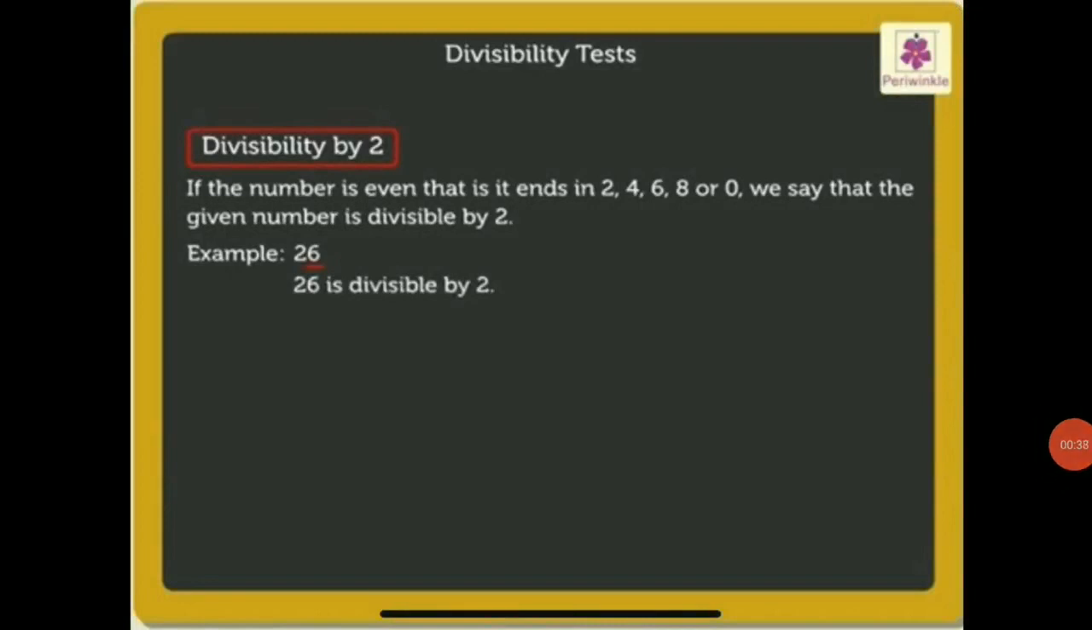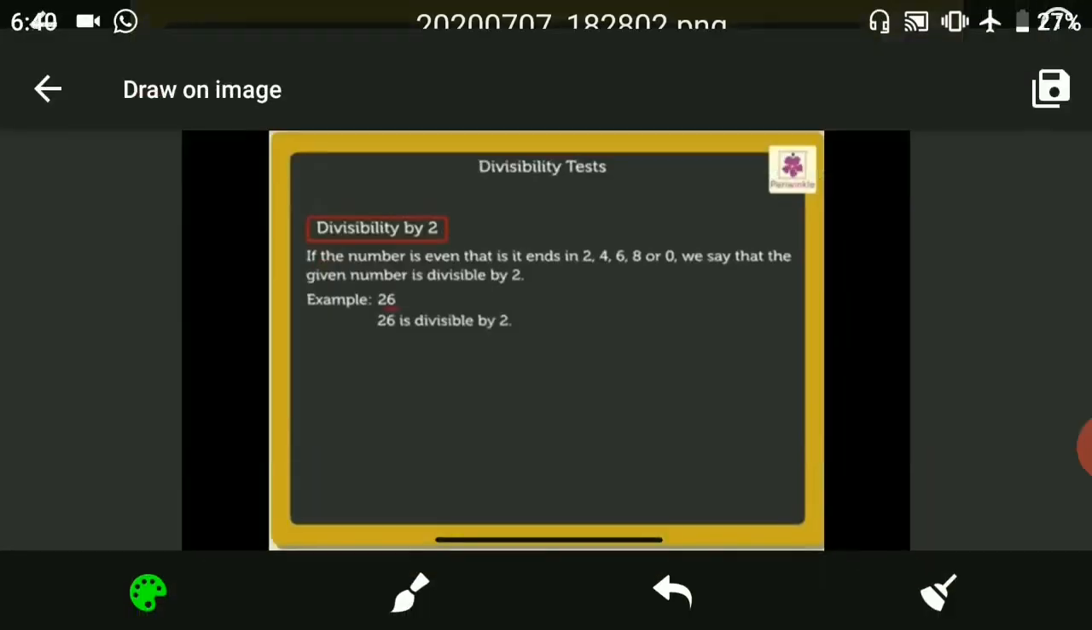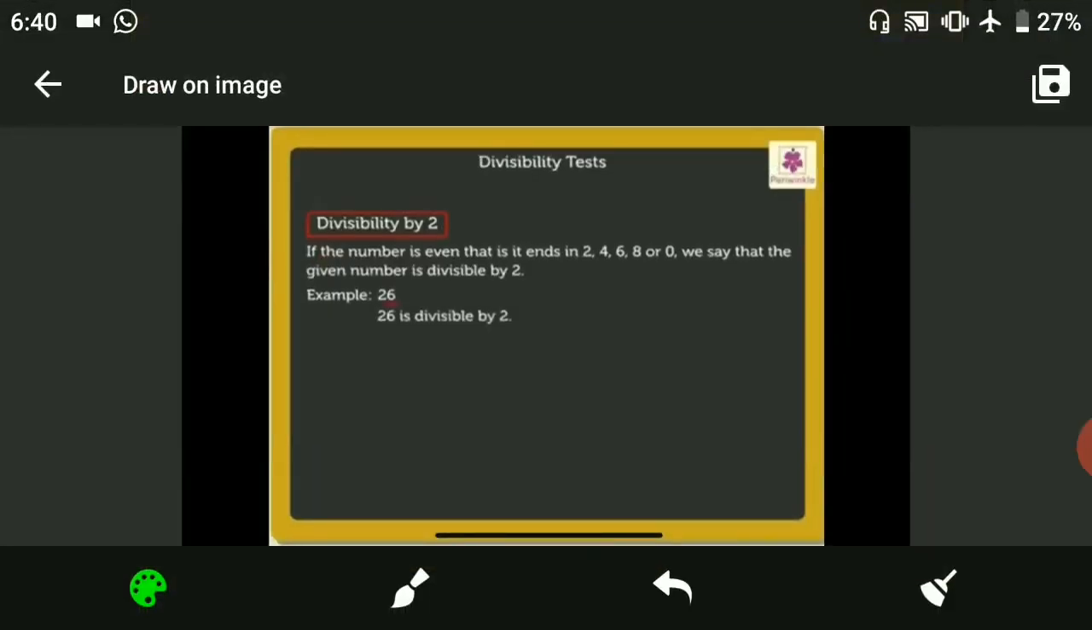Divisibility by 2 tells us that if a number is even, it must end in 0, 2, 4, 6 or 8. If the number ends in 2, 4, 6, 8 or 0, we say that the number is divisible by 2. For example, see here, 26 is given to us. In 26, see the ones place digit. The ones place digit is 6. So 6 is an even number, so we can say that 26 is divisible by 2.